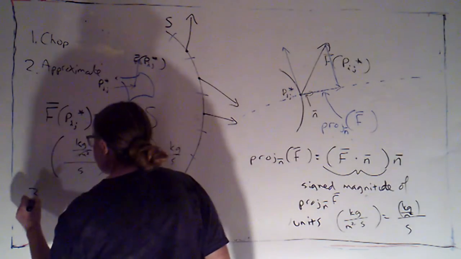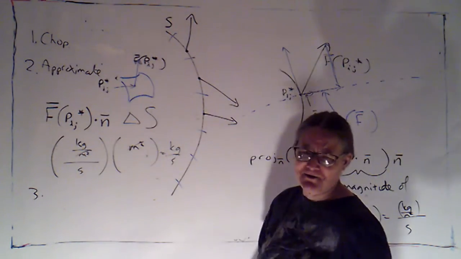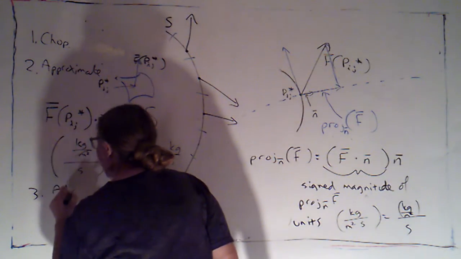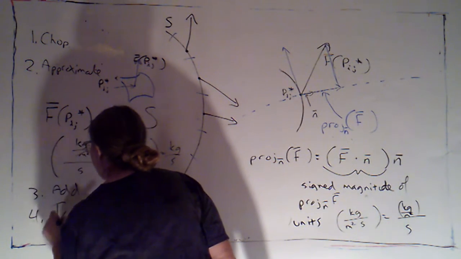Okay. So then, of course, steps 3 and 4. Step 2 is always the interesting step. Step 3 is I'm going to add all of these guys up, and step 4, I'm going to take a limit.